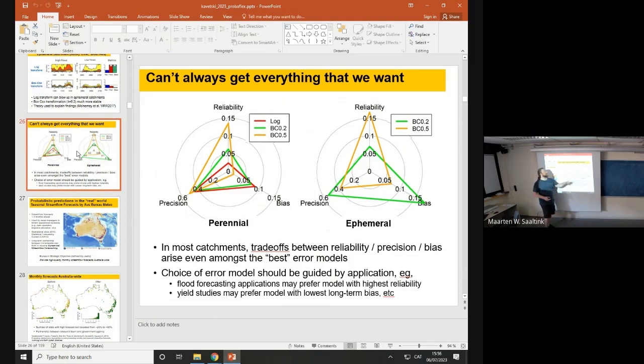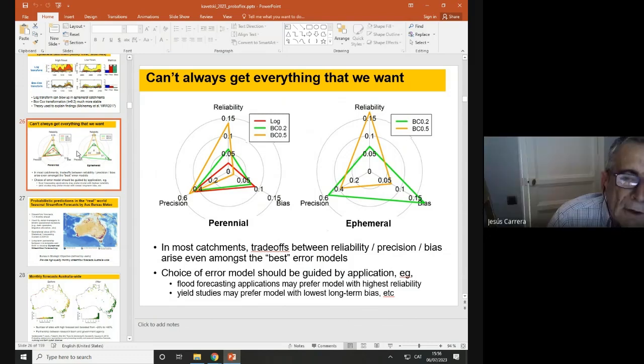In perennial catchments. In ephemerals, we found the log wasn't so good, so then PCO2, PCO5. And then we made a kind of pragmatic decision. We wanted to make our recommendation general, so we just said, well, forget about the log, just use the 0.2 or 0.5 range. So does that make sense? Yeah, it makes sense.